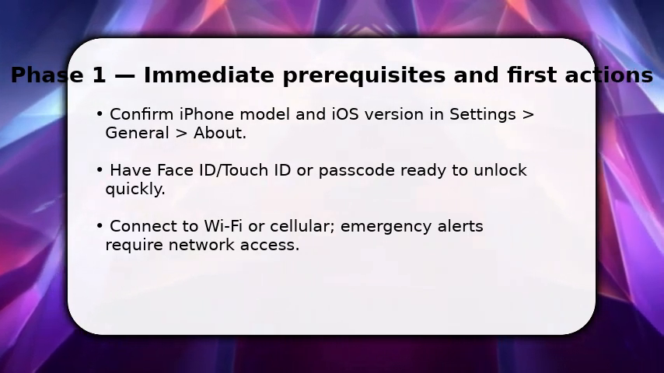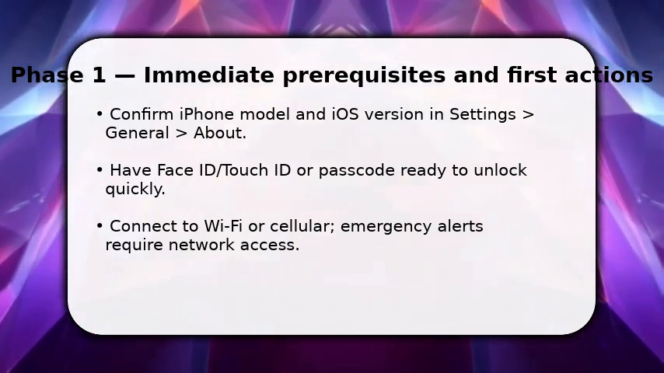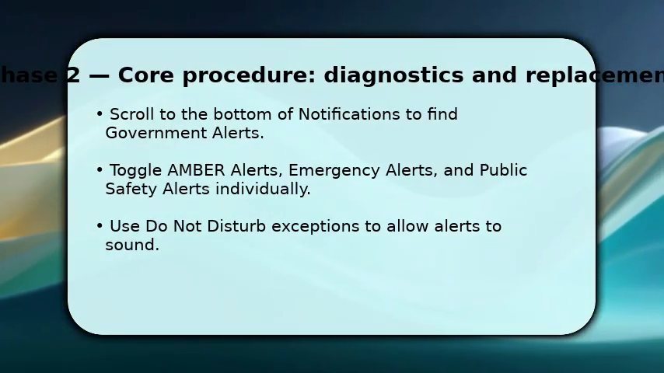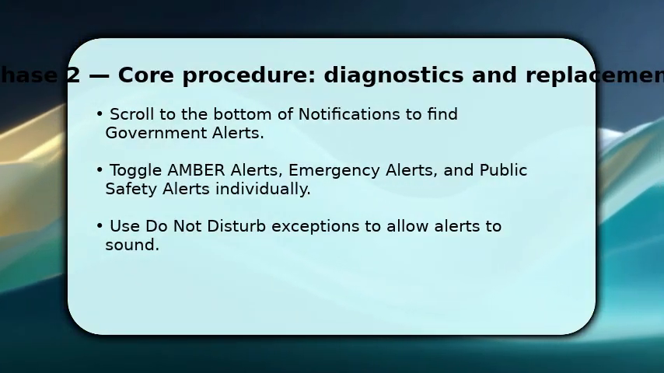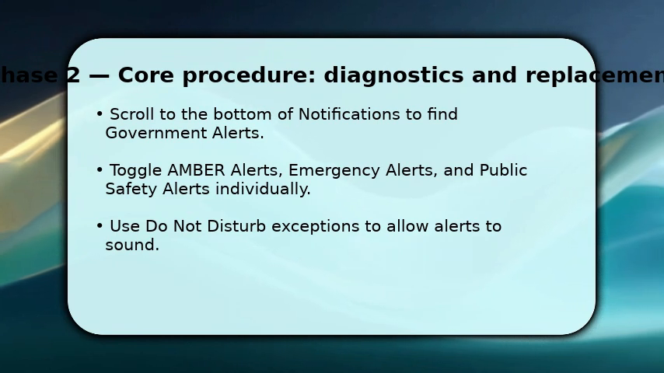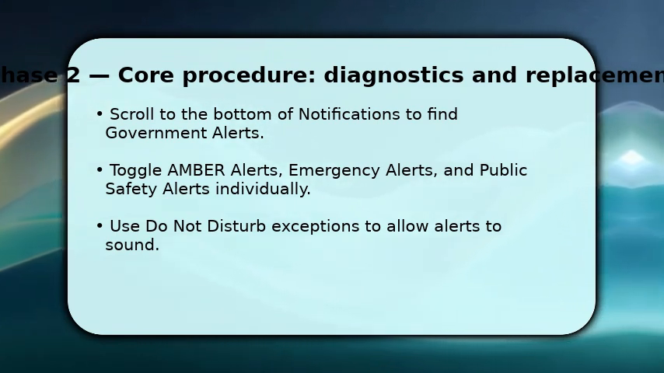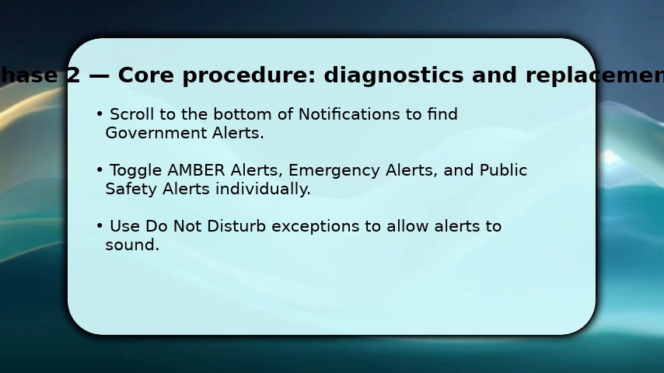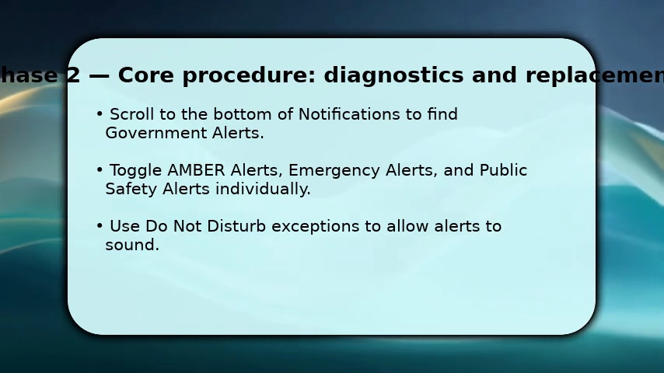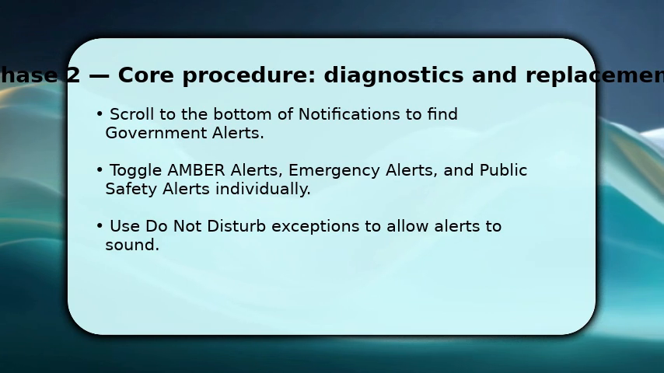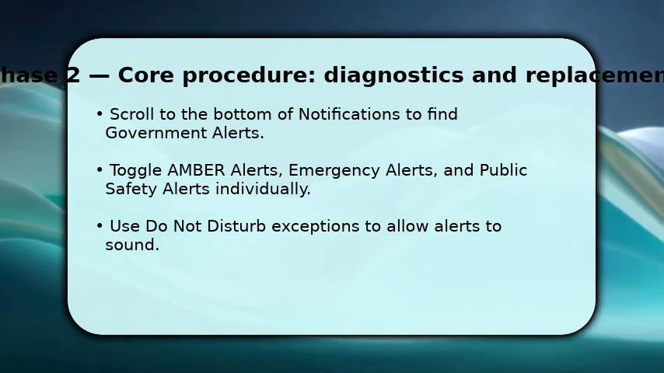Now you find and manage the specific alert switches. Scroll fully to the bottom of Notifications until you see government alerts, amber alerts, emergency alerts, public safety alerts. Tap each label if available to inspect preferences. Some iOS versions hide per alert details. Toggle the switches on or off depending on what you want to receive.